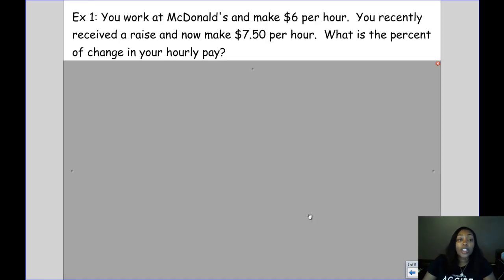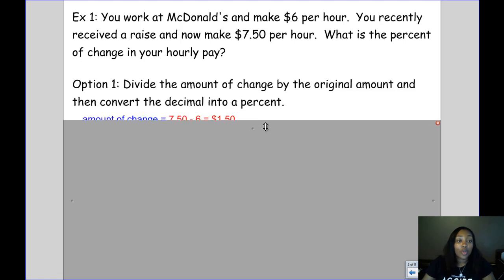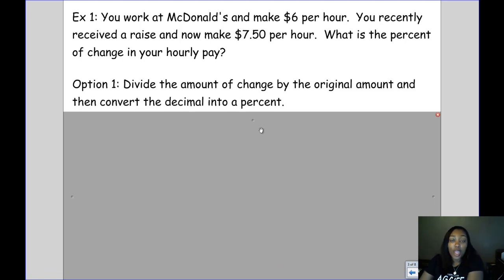So let's look at our first example. You work at McDonald's and make $6 per hour. You recently received a raise and now make $7.50 per hour. What is the percent of change in your hourly pay? So the first thing we're going to do is divide the amount of change by the original amount and then convert the decimal into a percent.